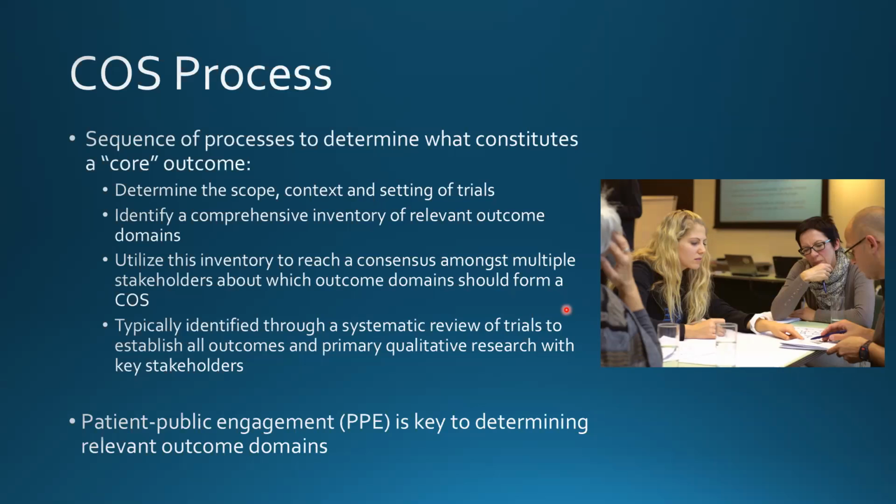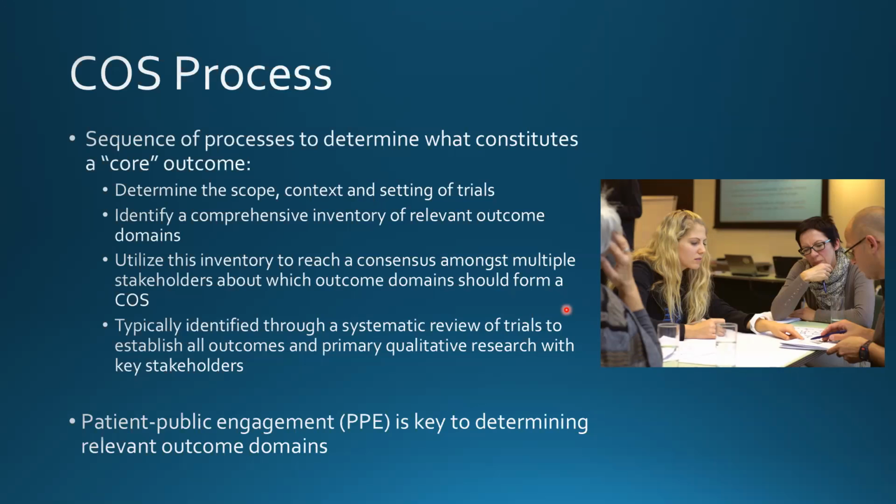And then on top of that, they will do some primary qualitative research with key stakeholders. So when you set up a core outcome set process, you establish an advisory group, and you will have consensus development discussions with that group. And you bring the findings of that systematic review of trials saying, these are all of the outcomes. And you also do some primary qualitative research like focus groups or interviews with key stakeholders.